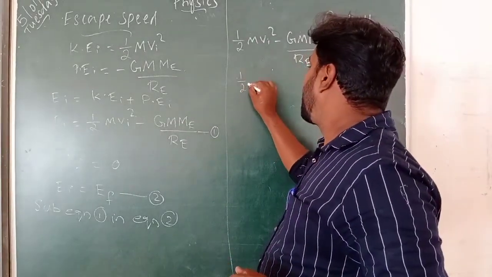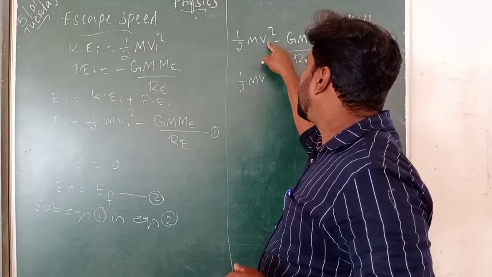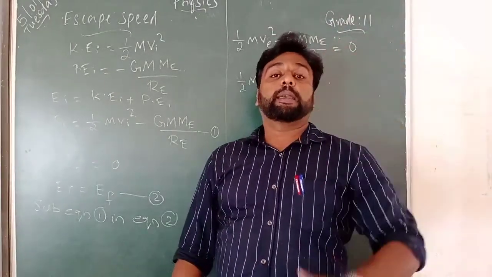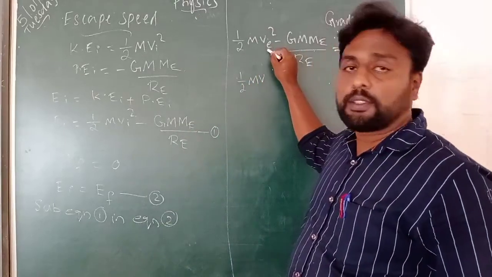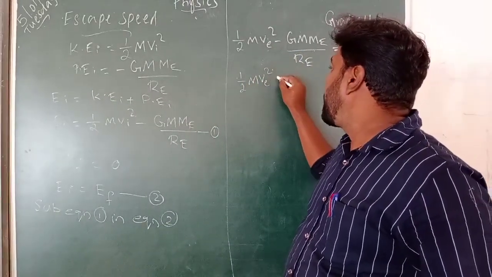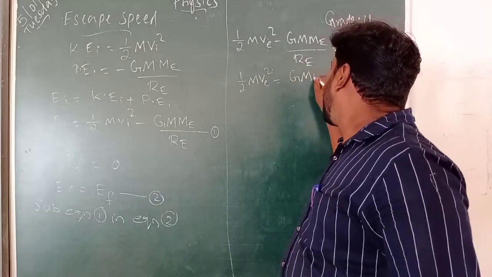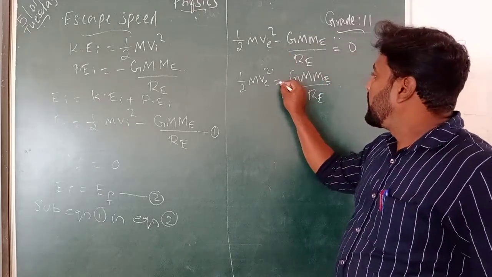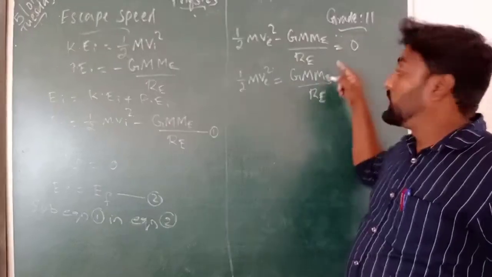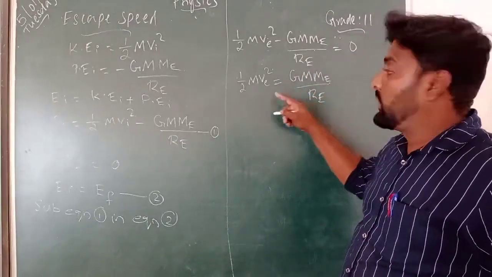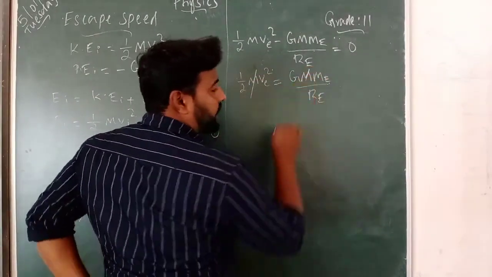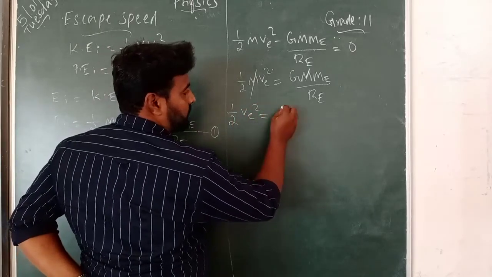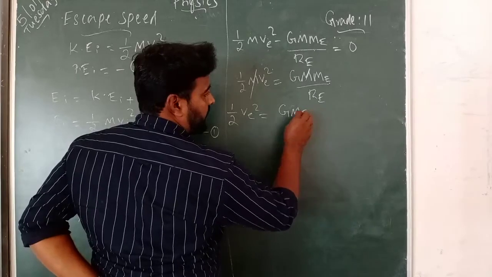Now in half mv, you can change this i as e, because we are considering this speed as escape speed. So v square is equal to GMme by r. Taking this minus to the other side of the equal symbol, it becomes plus. Now this m cancels. Half v square is equal to GME by RE.